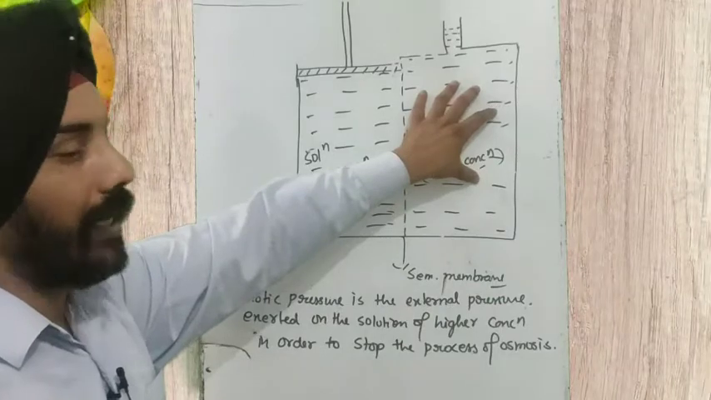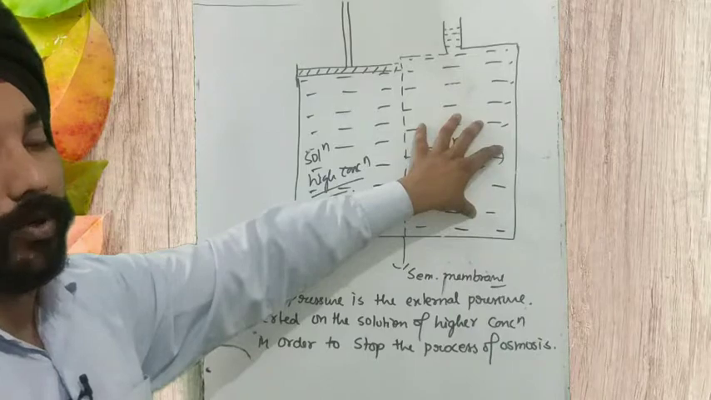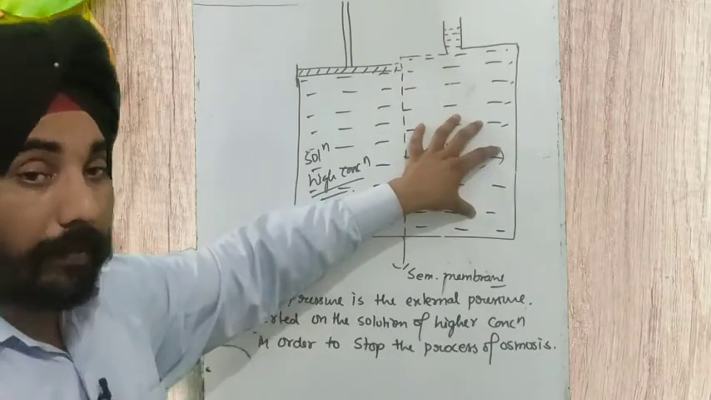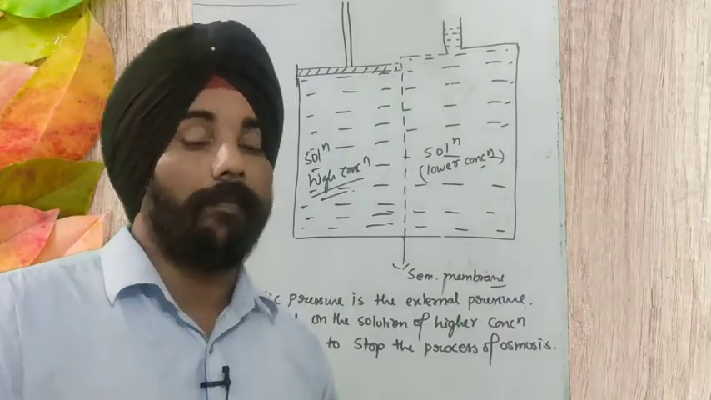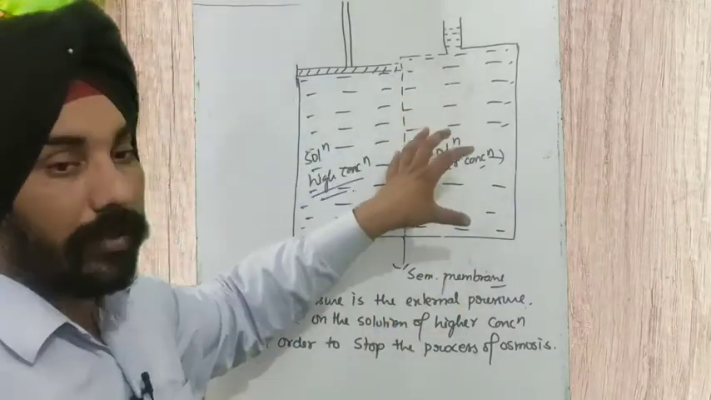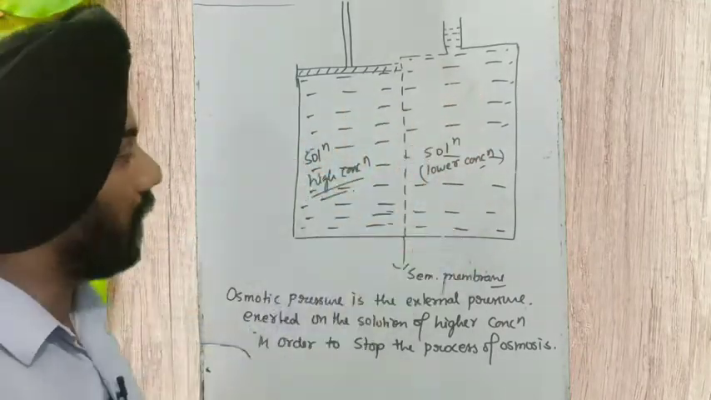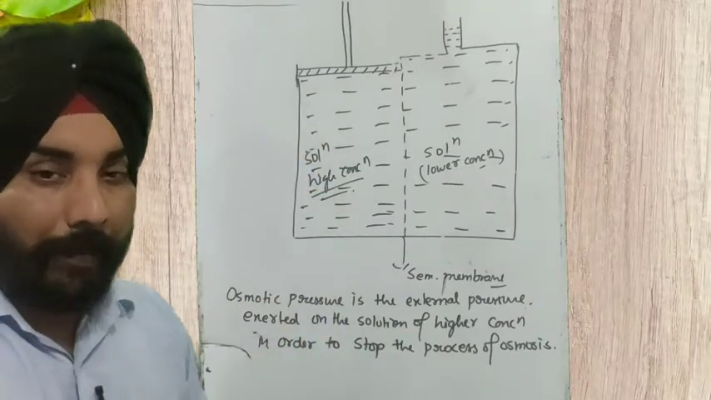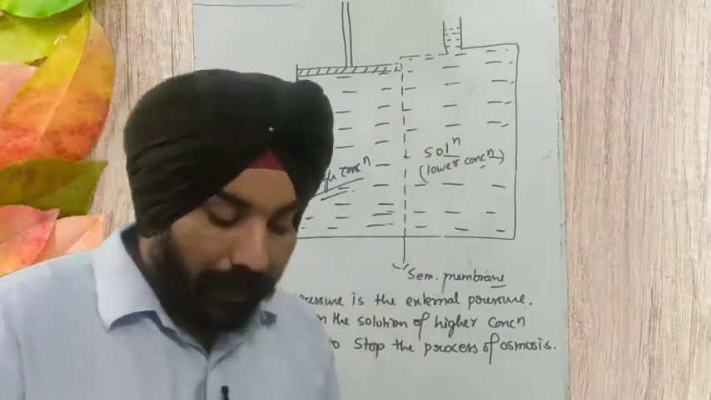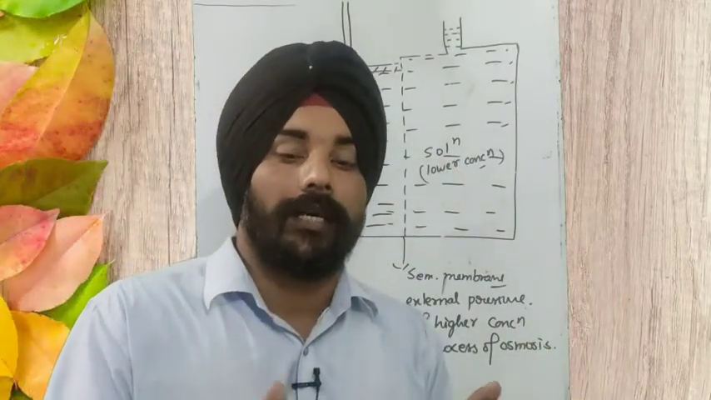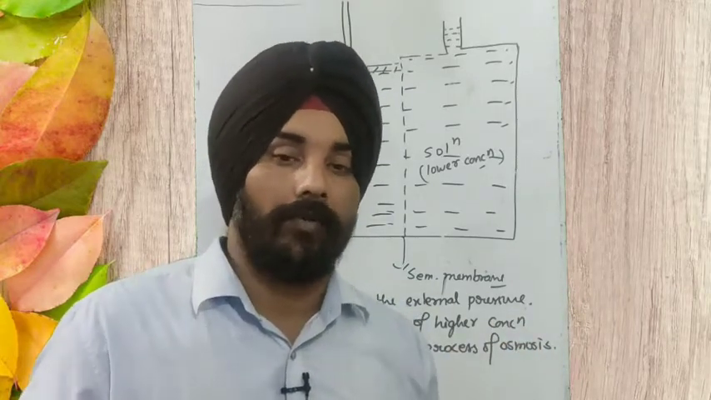So which one has higher vapor pressure, which one has lower vapor pressure? The solution with lower concentration of solute molecules has higher vapor pressure, and the solution with higher concentration of solute has lower vapor pressure. So whatever amount of vapor pressure it is lower than the solution with lower concentration, that we are going to exert from the external side. Okay, so when their vapor pressures become equal to each other, the osmosis process is going to stop. Okay, that is all about osmotic pressure.